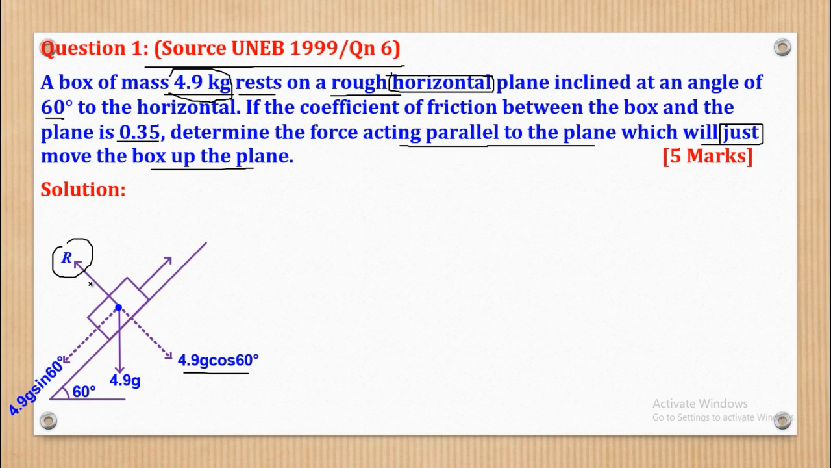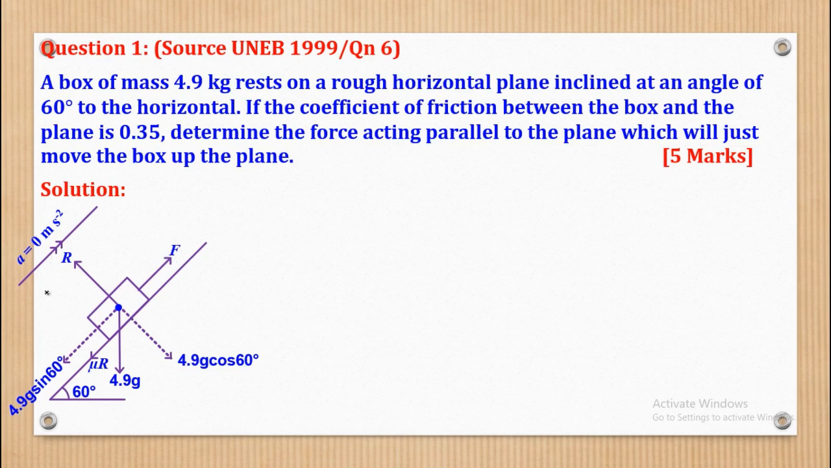The particle is at the point of moving up the plane. They said the force is parallel to the plane, so this is the force which is parallel to the plane, and the particle is at the point of moving up the plane. What does that mean? It means that acceleration is 0 and the friction will be in the opposite direction, which is mu R. So after drawing the sketch diagram, next will be to resolve.